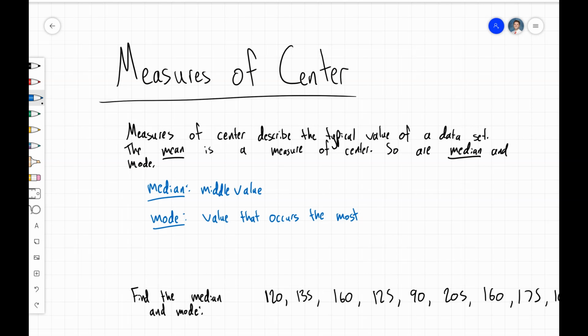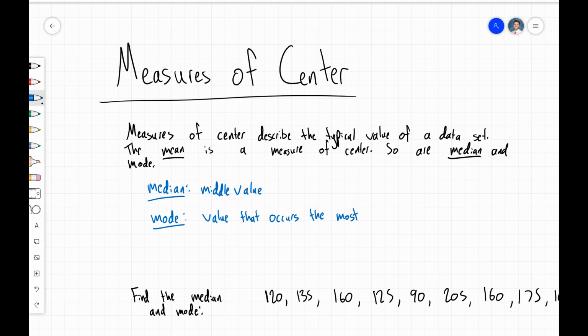The median is literally just the middle value. If you have all of your data ordered from least to greatest, whatever value is right in the middle would be your median. And then your mode is the value that occurs the most.